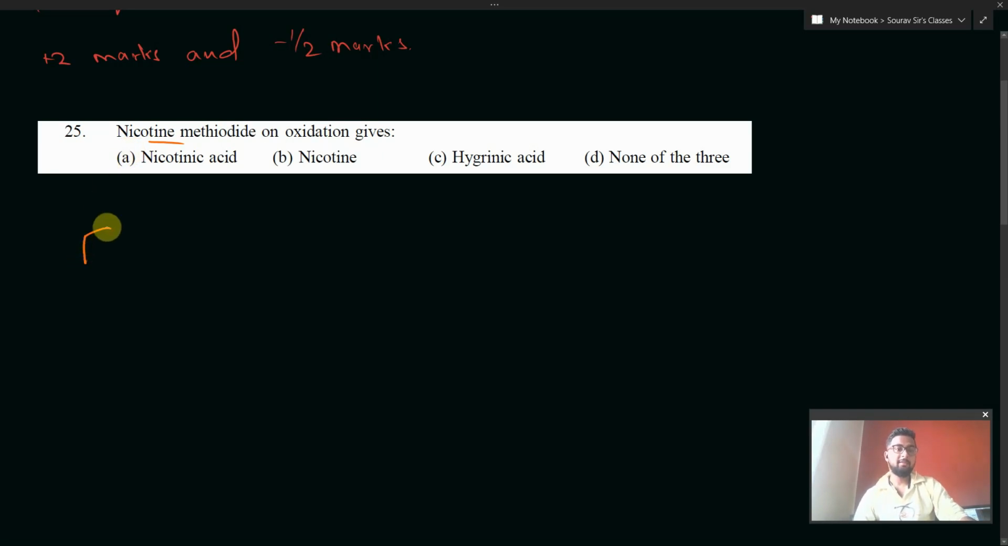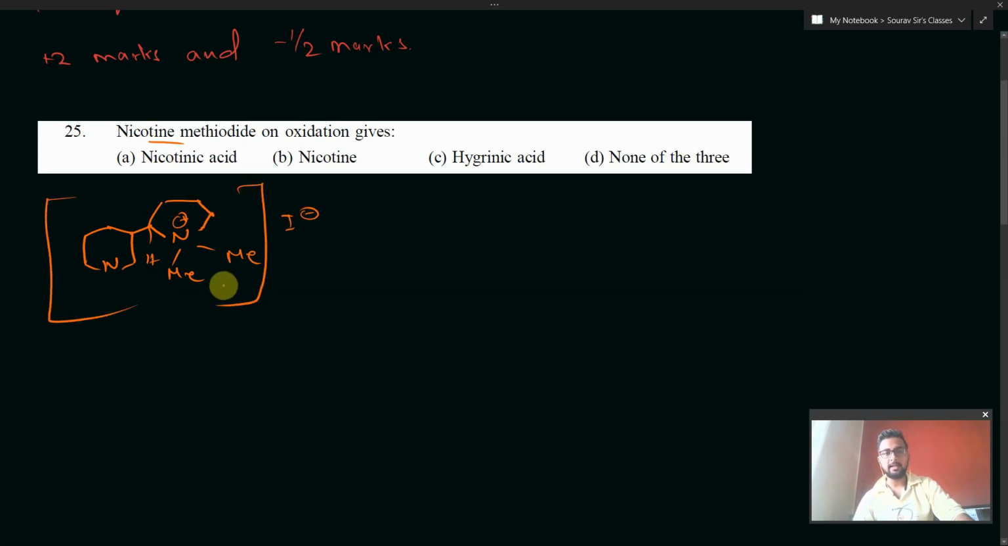We have the N, and again we have this ring. Here we have one H, here we have one methyl, and here we have another methyl, and obviously this N carries a plus charge, so we get a minus charge as a whole for this compound. Basically this is an ionic compound. This is known as nicotine methiodide.